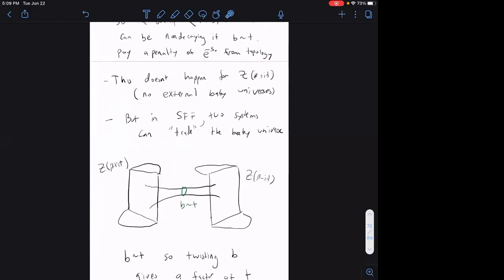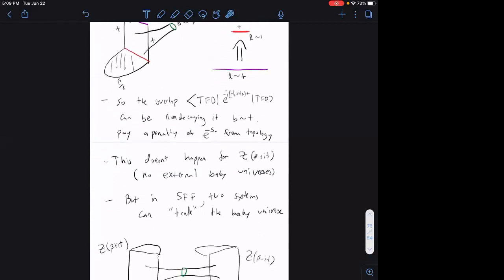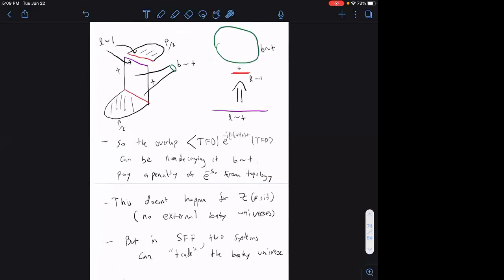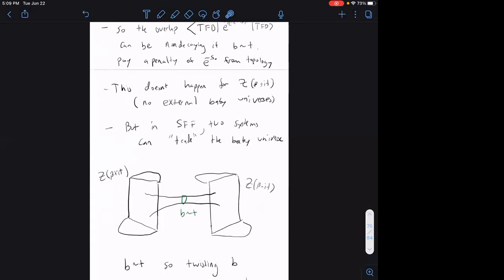So in JT gravity, the natural rules don't allow us to have these external baby universe things. If we're calculating Z of beta plus iT, and we said we're allowed to emit a baby universe, we'd also have to specify its state, like what's its wave function in B, and that isn't part of the computation of the partition function.